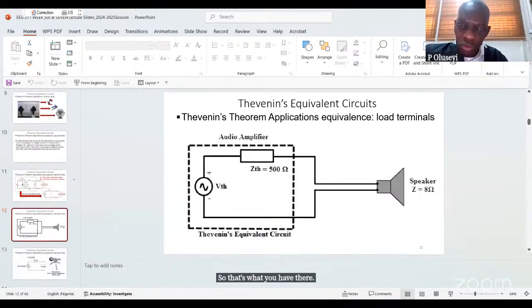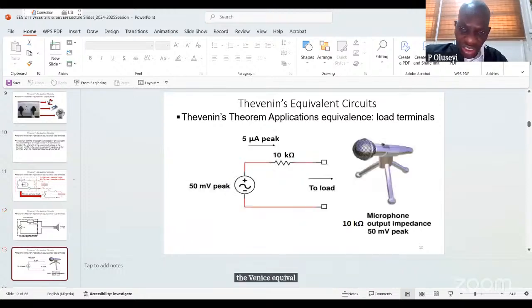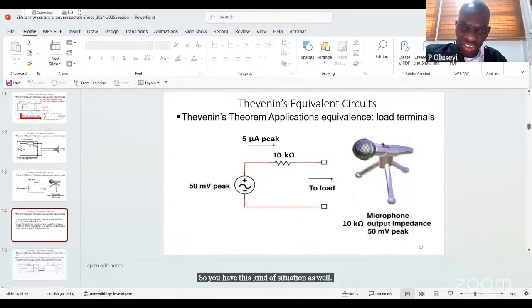Likewise, you want to calculate in this place, the load is your speaker, but you need to get the Thevenin equivalent of all the other network parameters. So the two network parameters that will be of essence are your impedance and your voltage. Your Thevenin impedance is stated there, and your Thevenin's voltage is also stated. When you put the two of them together, we call it Thevenin's equivalent circuit. So you have this kind of situation as well, which is almost the same thing.